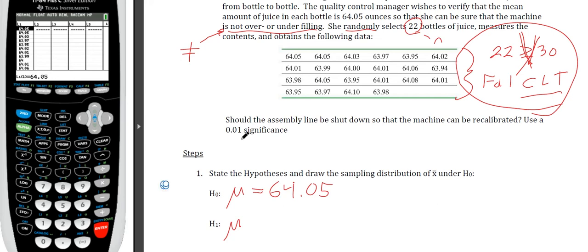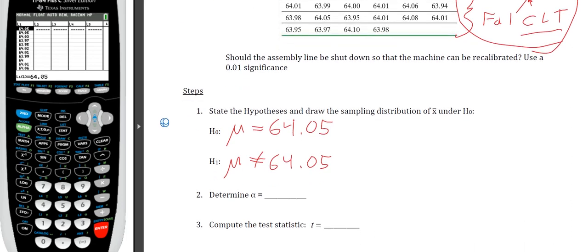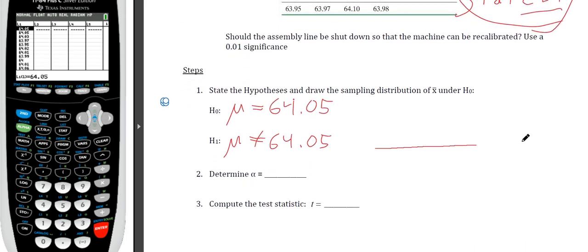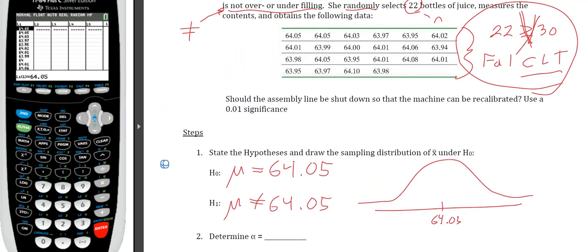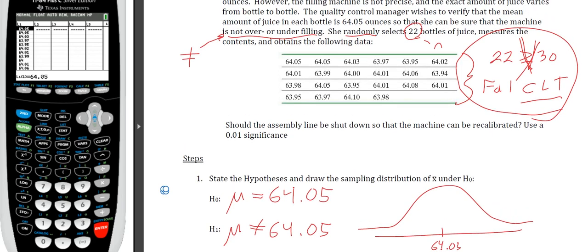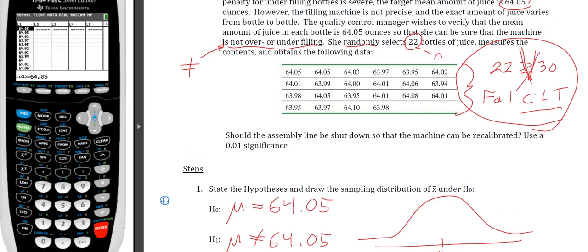However, the alternative hypothesis is that they're neither over or underfilling. So they want to make sure they're not over or under 64.05. So not equal to would be our go-to there. If we draw this distribution, we have 64.05. And we want to make sure they're not over or underfilling at the level of significance of... not presented. So we can come up with our own.